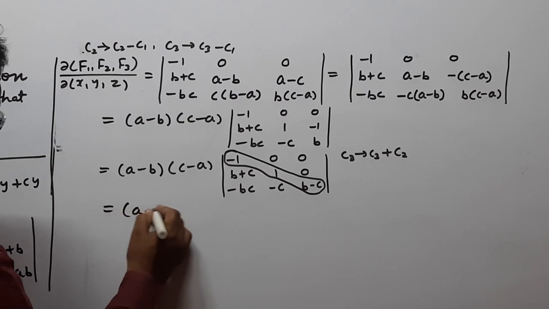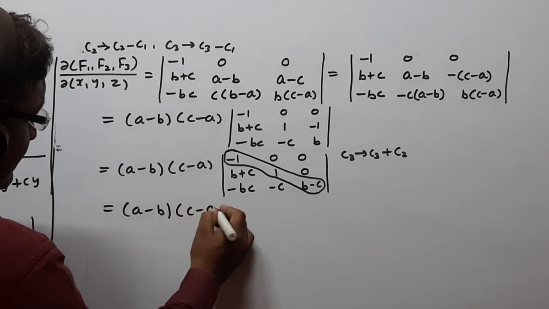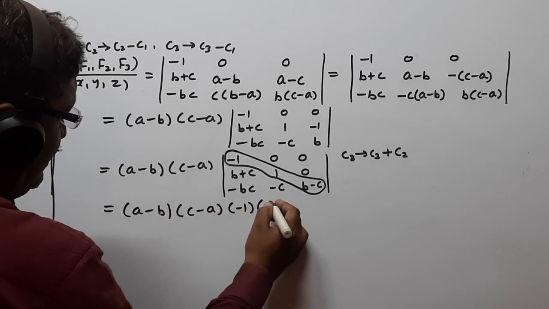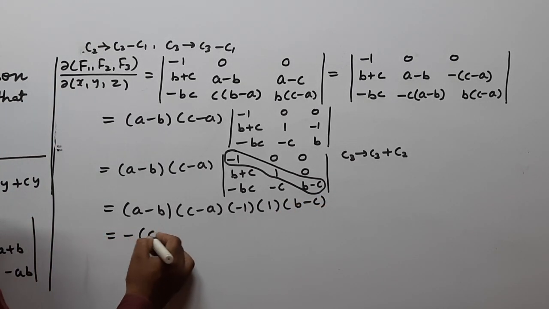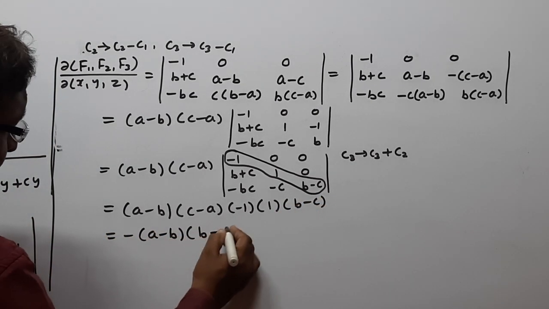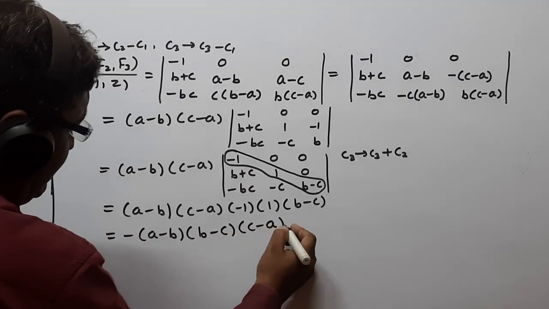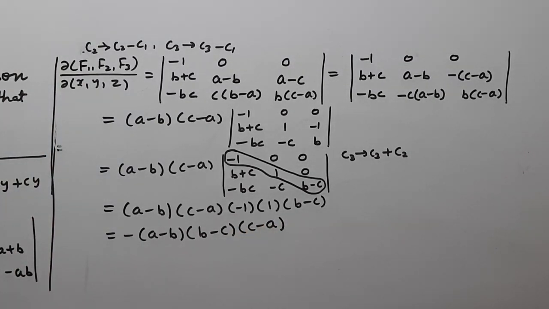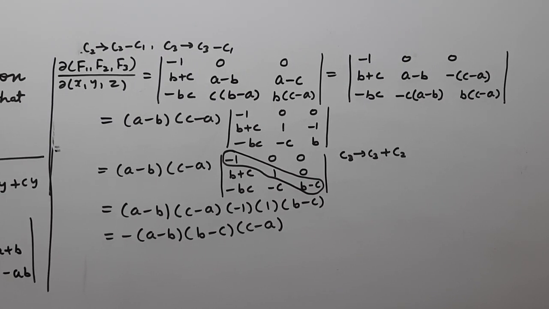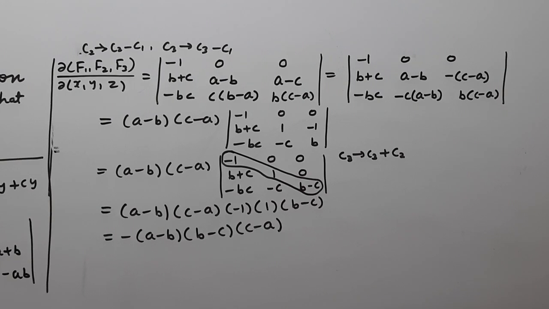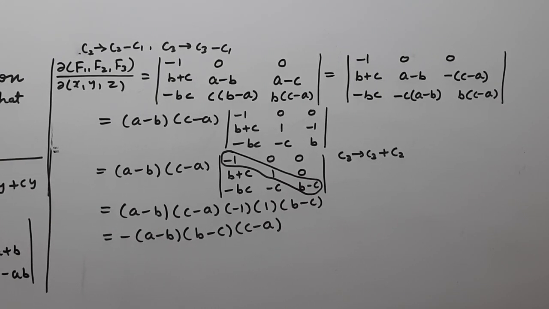So this is equal to (a minus b)(c minus a) minus 1 1 multiplied by (b minus c). So this is minus times (a minus b)(b minus c)(c minus a). So this is the Jacobian of f1, f2, f3 with respect to x, y, z. Now we find the Jacobian of f1, f2, f3 with respect to the variables lambda, mu, nu.